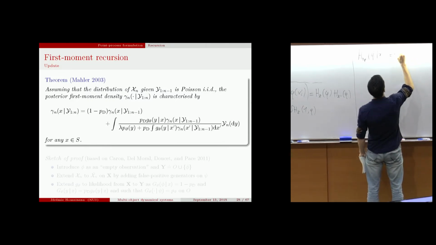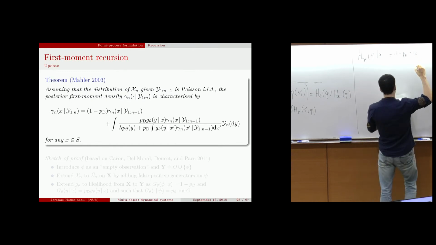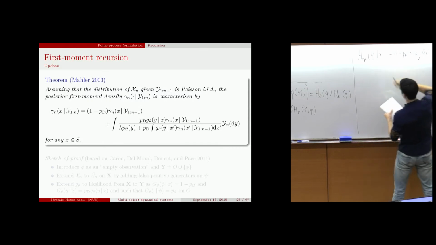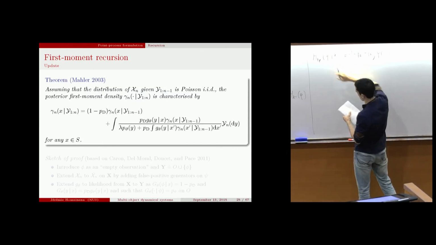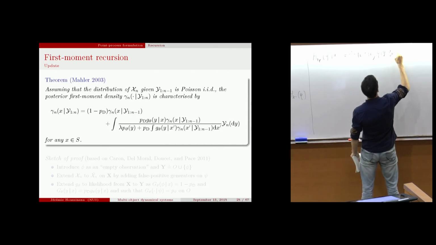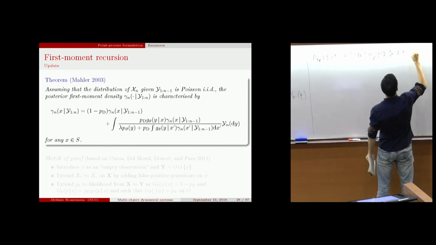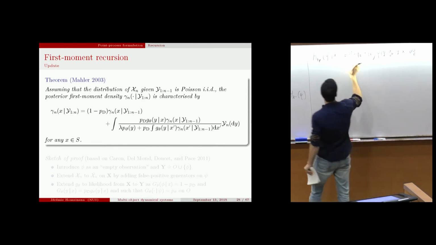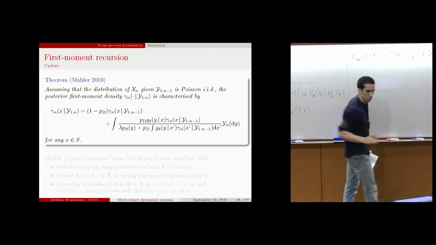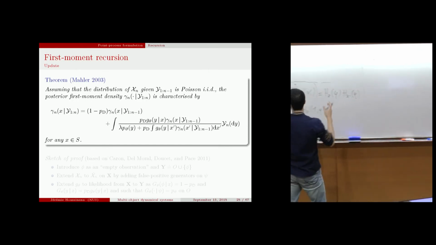And here the PGFL is just 1 minus PD plus PD times the integral. I use phi tilde because we're on the observation space, just to distinguish, of phi tilde of y times my single object likelihood, g of y given x, dy. So this is really just saying, either we have no observation or we get one observation with this distribution, depending on 1 minus PD, PD. So we're just putting everything together in the PGFL.